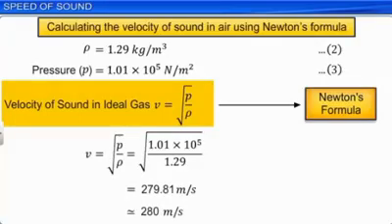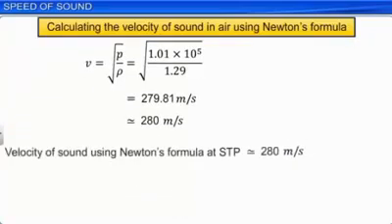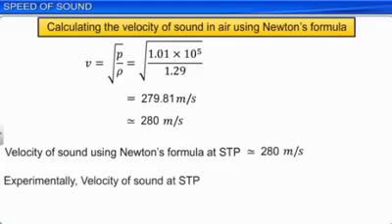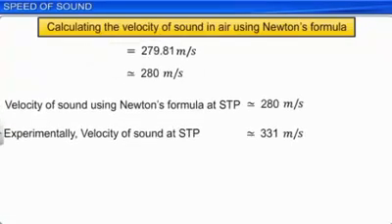But the experimental value of the velocity of sound in air at standard temperature and pressure conditions is nearly 331 meters per second. This means the value derived from Newton's formula is about 15.4% less than the experimental value. This variation in magnitude between the experimental value and the calculated value cannot be attributed to experimental errors. Hence, there arose a need to revisit Newton's assumptions on deriving the expression for velocity of sound in gases.